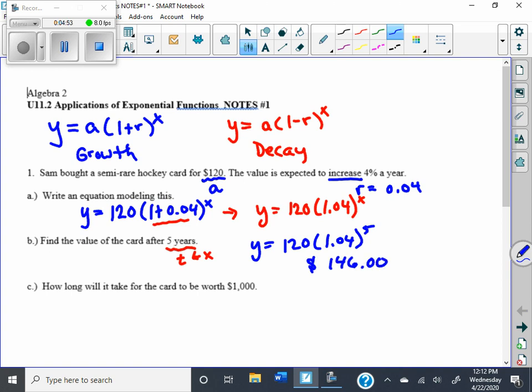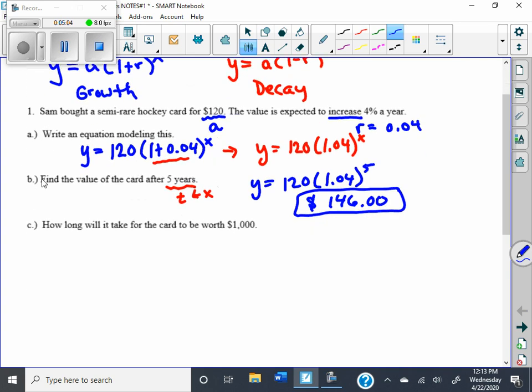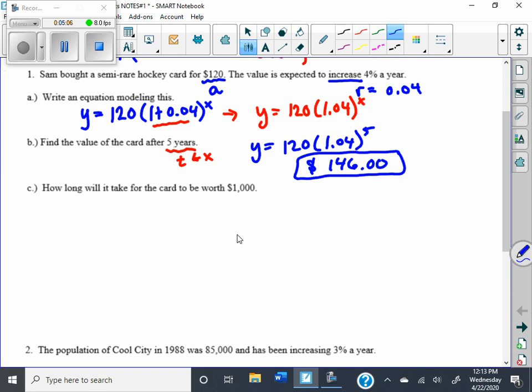So that's rounded to 2 decimal places. All right, so now question C. How long will it take for the card to be worth $1,000? So that's our final amount.